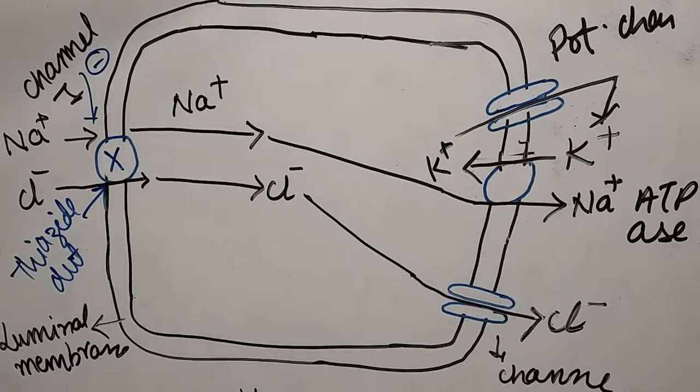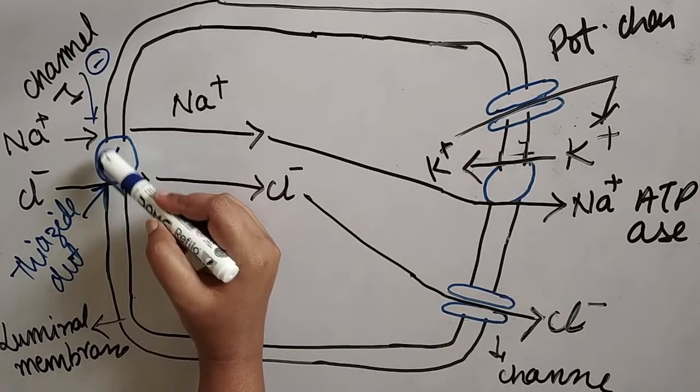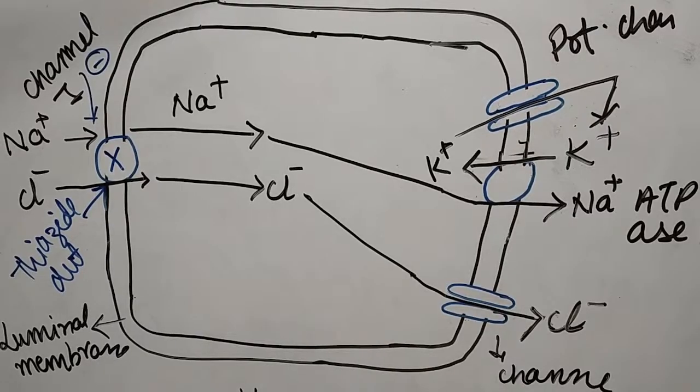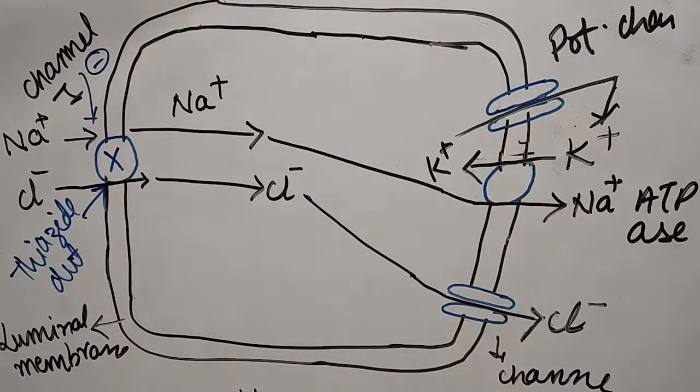It will affect the DCT vestibule and it will close or block channel 1, which is the sodium chloride channel, and it will prevent the reabsorption of salt, reabsorption of sodium and chloride ions. So there will be a loss of sodium and chloride ions. So this is the mechanism of action of thiazide derivatives. The sodium chloride channel will be blocked and the reabsorption of salt will be prevented.